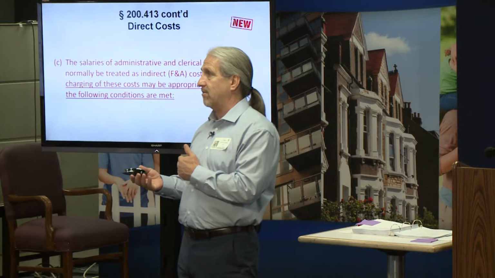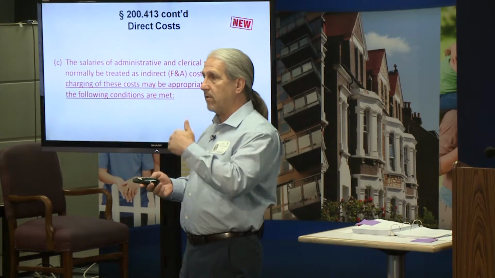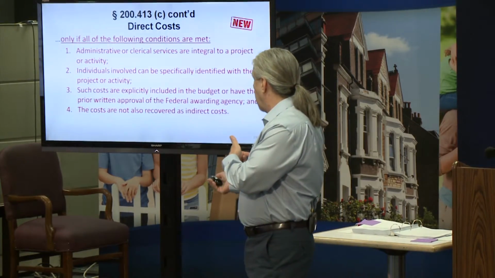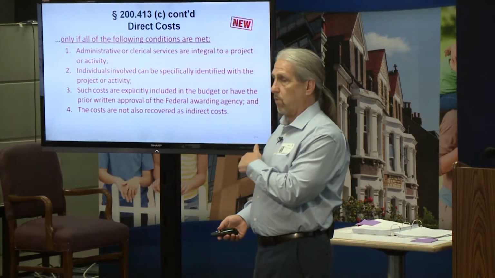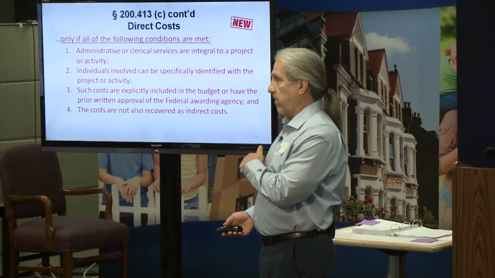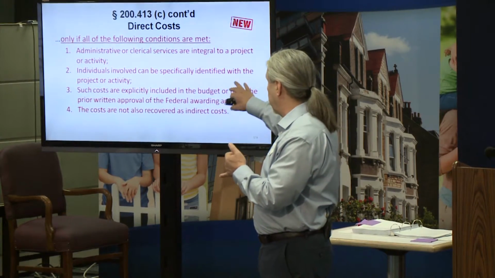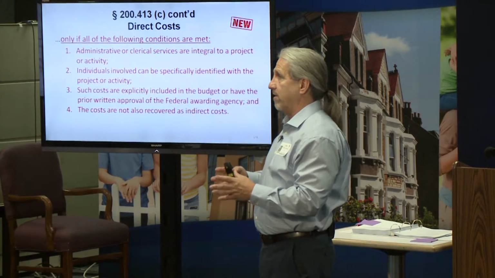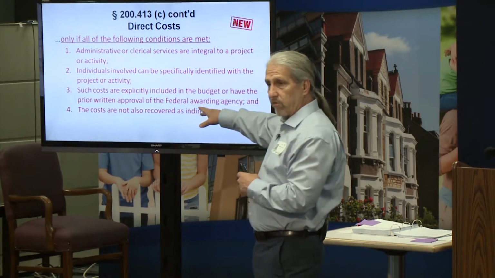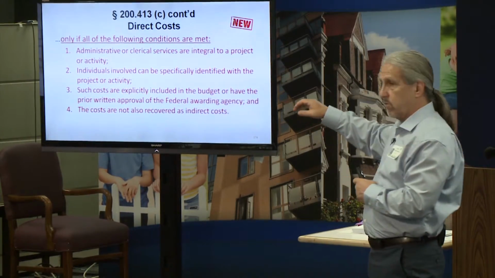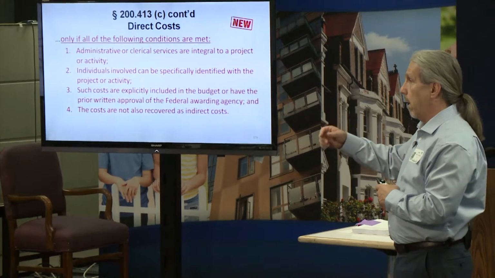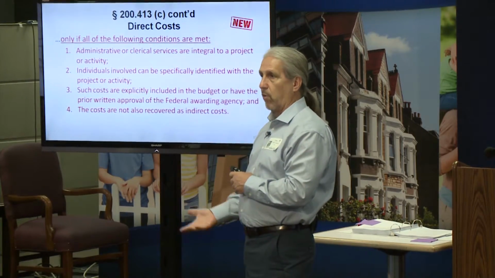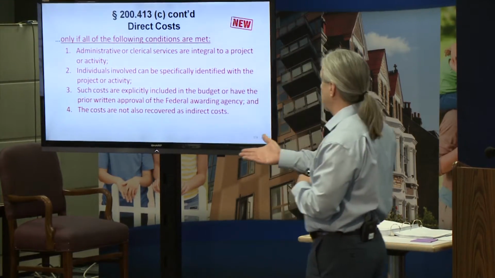This is clarifying that these costs may be charged off as direct cost to that federal award if these following conditions are met. And so they've got 4 conditions on that. So if you can determine that the clerical services are integral to the project or activity, that the individuals involved are specific to that project or activity, that the costs are explicitly included in the budget of your grant award to cover that cost.